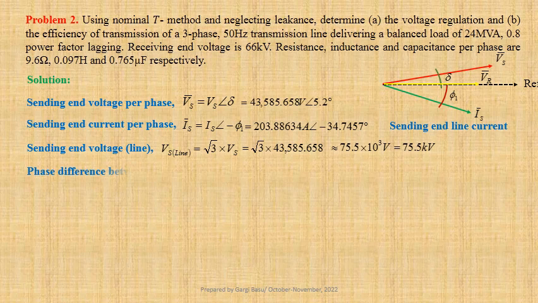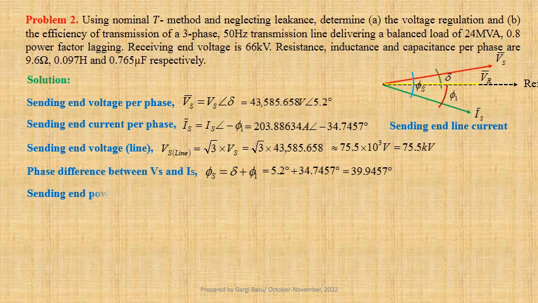Phase difference between Vs and Is, phi s equals delta plus phi 1. Using values we get 5.2 degree plus 34.7457 degree. That gives us 39.9457 degree. Let us now calculate sending end power factor. Cos phi s equals cos of 39.9457 degree. That is equal to 0.767 lagging.